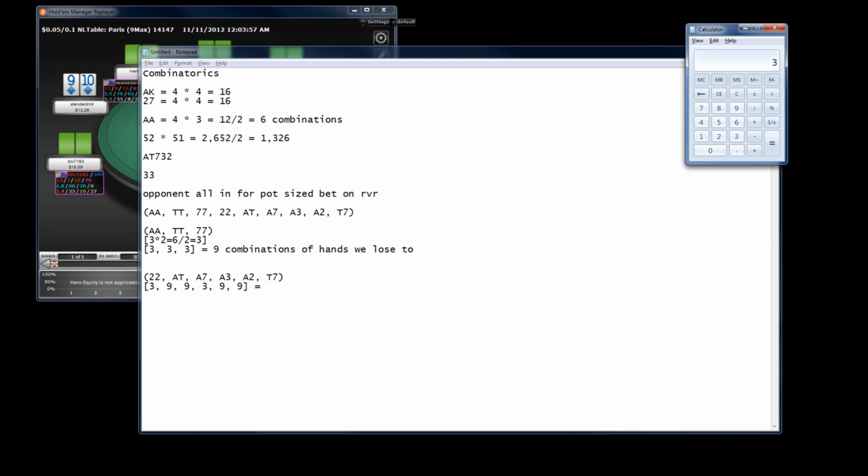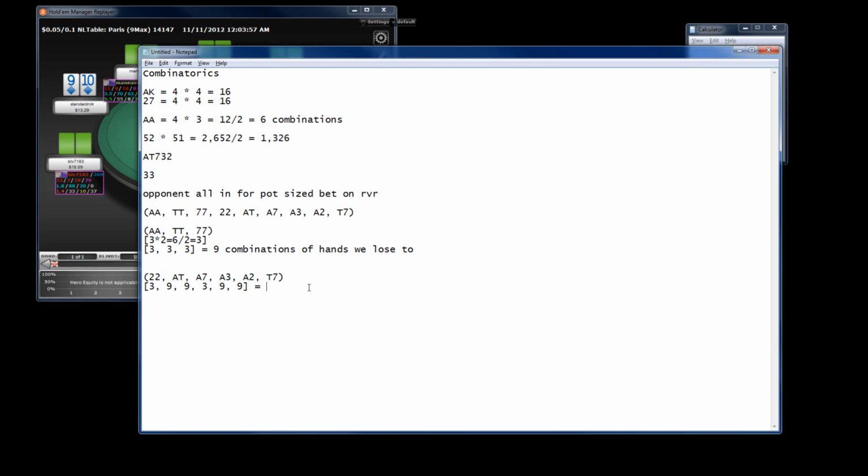No, actually, I'll do this. 6 plus 18 plus 18. That's 42 different combinations, so 42 combinations of hands we win against. So, if you can see, there's 9 different combinations we lose to and 42 different hands that we win against. So around 80% of the hands that our opponent has, we're beating. So we should definitely call this. We should absolutely snap call this.